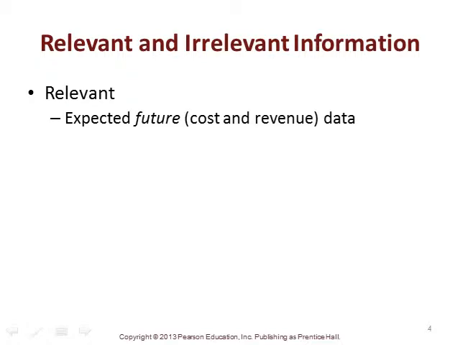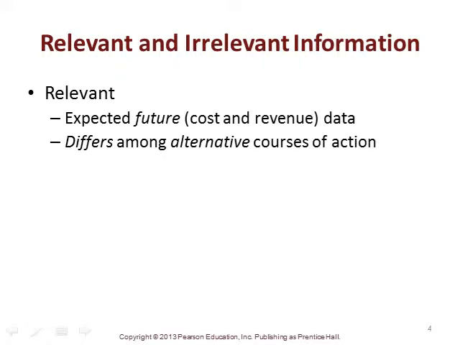So when we're talking about relevant and irrelevant information, relevant information is expected future cost and revenue data, not costs incurred in the past. We talked earlier about what those costs are. They're sunk costs, and they don't really have anything to do with our current decision-making process. It's relevant information because it's information that affects your decision.